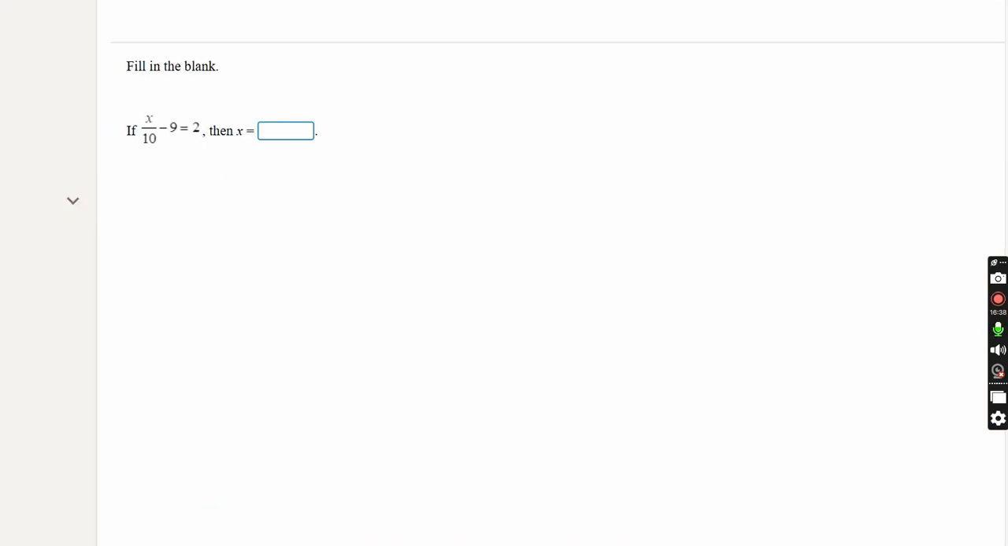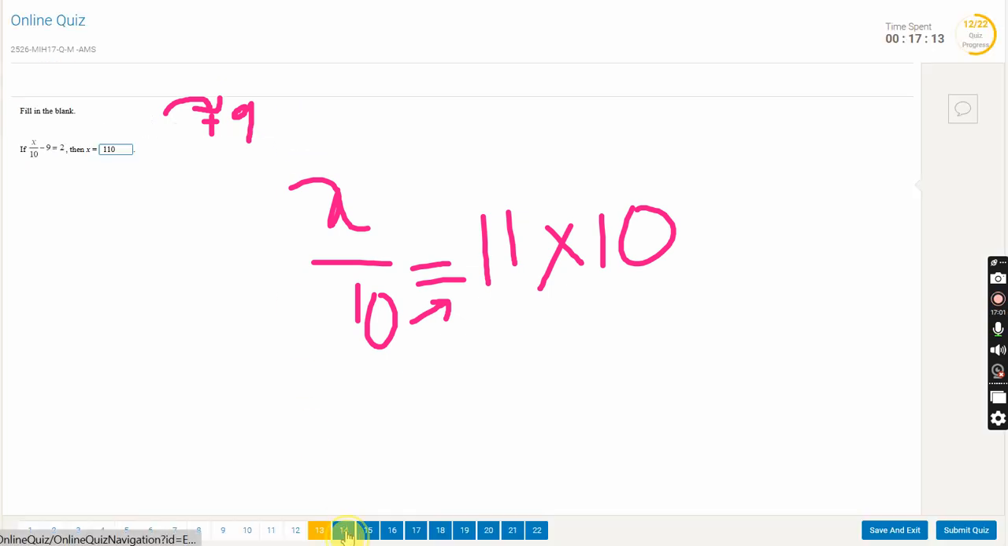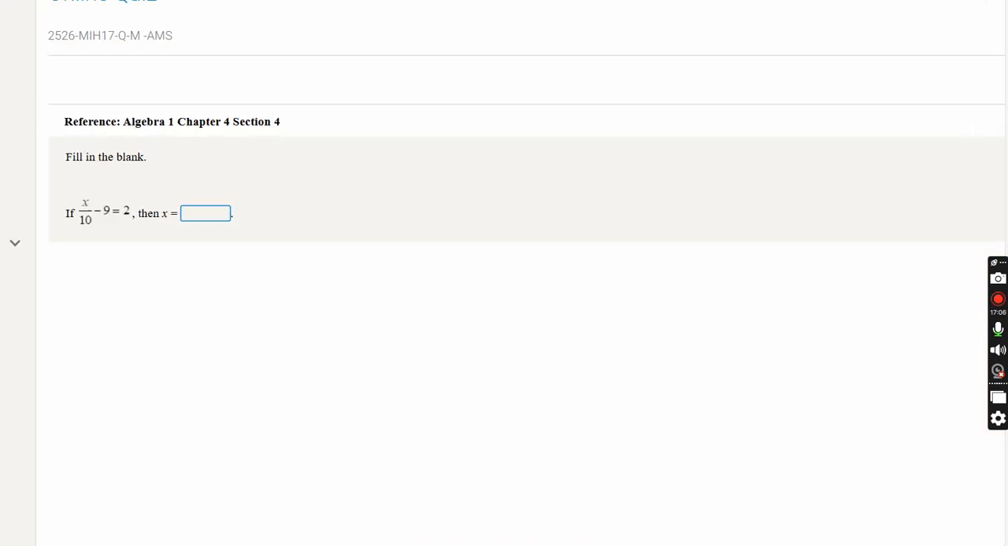Okay, this one again, you take the minus 9 to the other side, becomes 2 plus 9. It becomes 9 plus 2 is 11. Then x over 10 is equal to 11. It's division here, take it to the other side, and you multiply it by 10. 110. Okay, again, I think it's the same thing, 110.